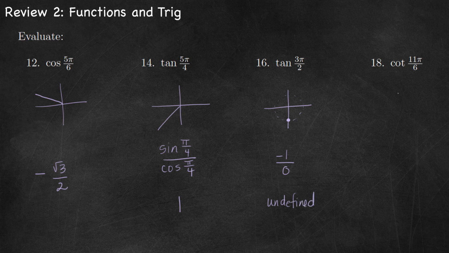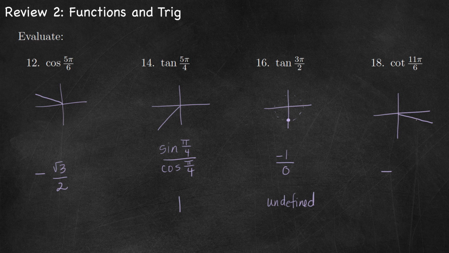18, cotangent of 11 pi over 6. 11 pi over 6 is 12 pi over 6 minus 1 pi over 6. So we're in quadrant 4. Tangent and its reciprocal cotangent are negative in quadrant 4. So my answer is negative. My reference angle is pi over 6.